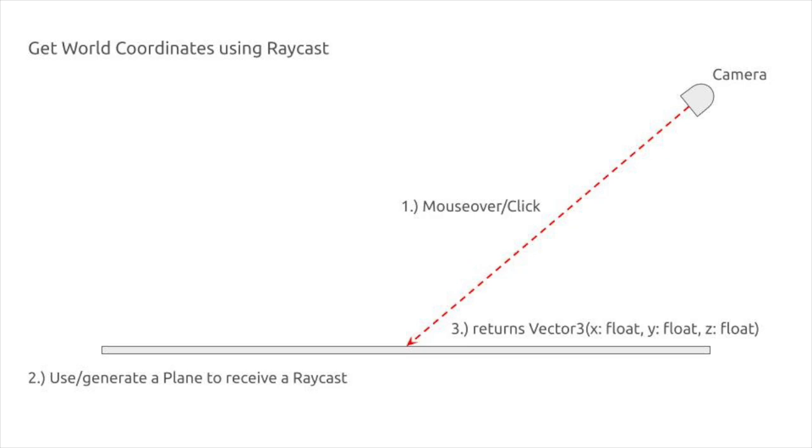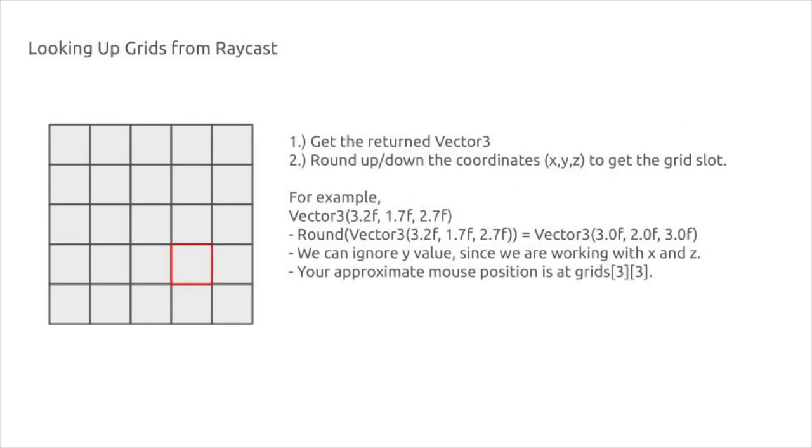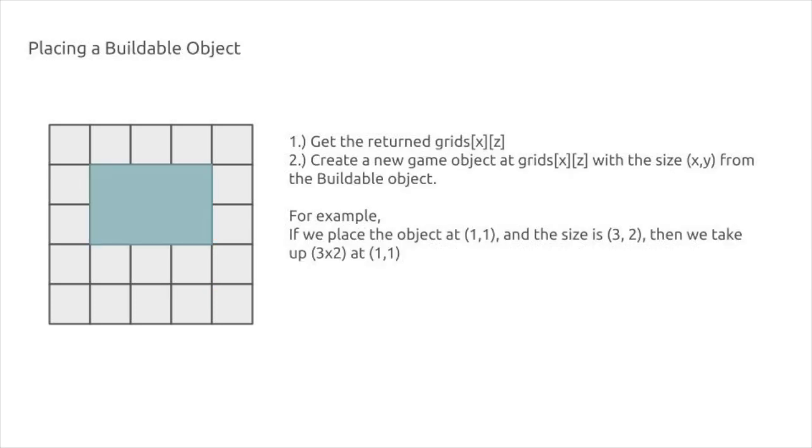What we have here is an illustration of how raycast works. First, in every frame, we want to send a raycast continuously from the camera to the workspace. When the raycast hits the plane or the ground, we get the point of intersection and return the world coordinate in Vector3. Using that intersection point, we can round up or round down and convert that into an approximate grid cell, while we're ignoring the y value because we're working with the x and z plane. Finally, we can instantiate a new buildable game object at the grid cell.